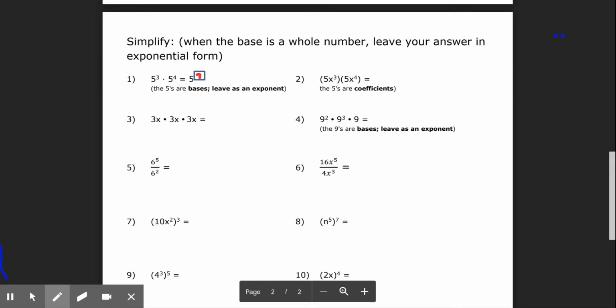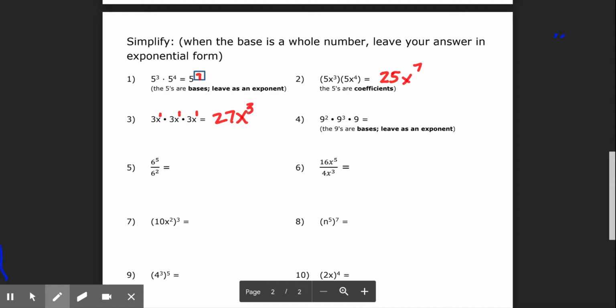Number 2, 5x cubed times 5x to the 4th. The 5s are coefficients. So you see the difference between when they're bases versus when they're coefficients. So you're going to have 5 times 5 is 25 x, and you can add 3 plus 4 and get 7. Number 3, 3 times 3 is 9, 9 times 3 is 27. X to, then, remember this is understood to be to the 1st power, so this would be x cubed.